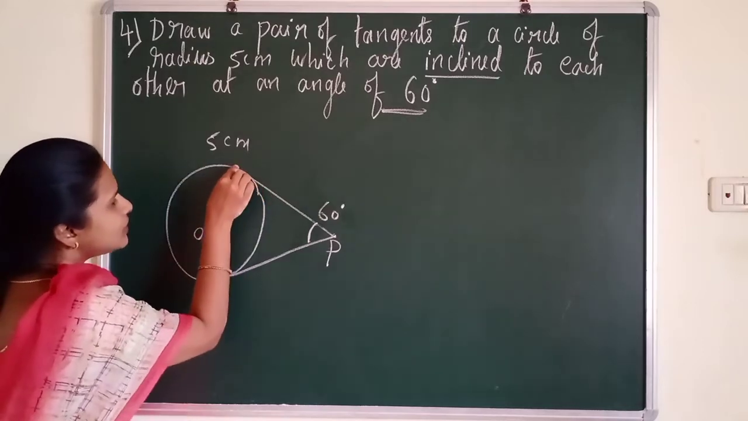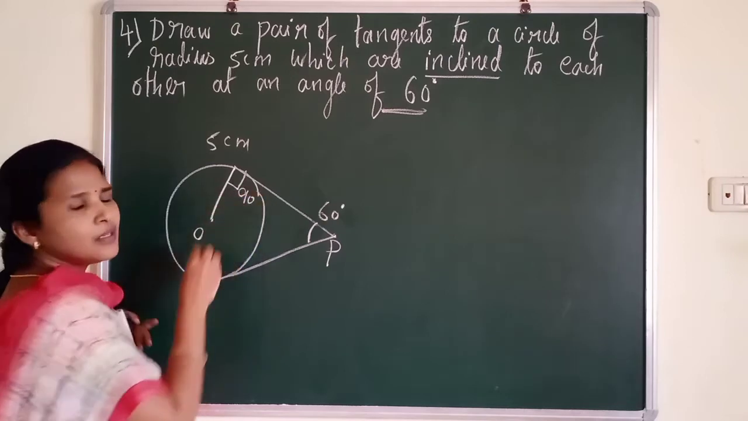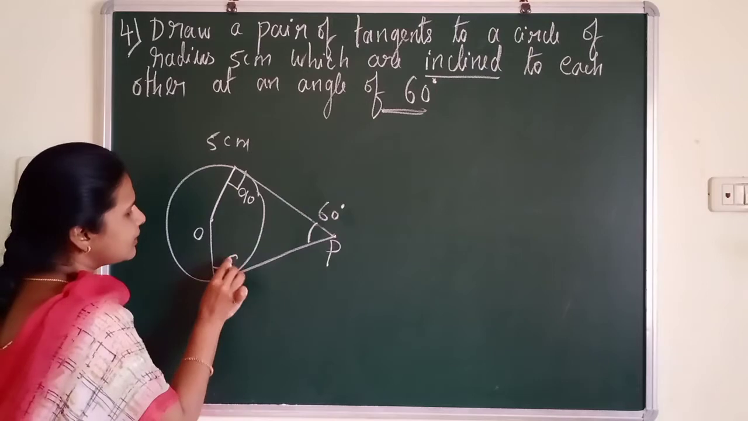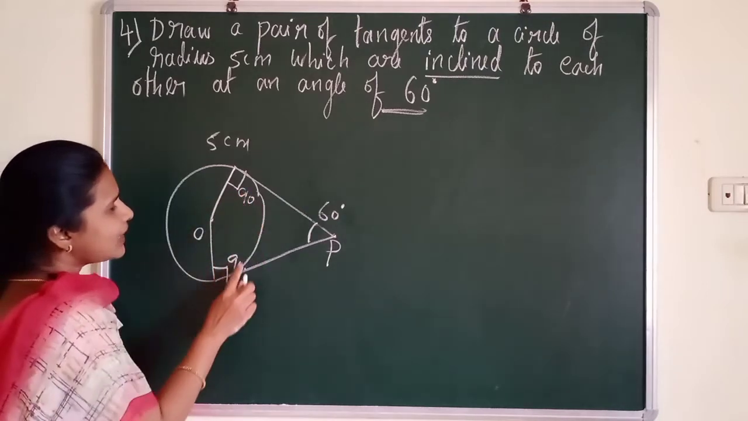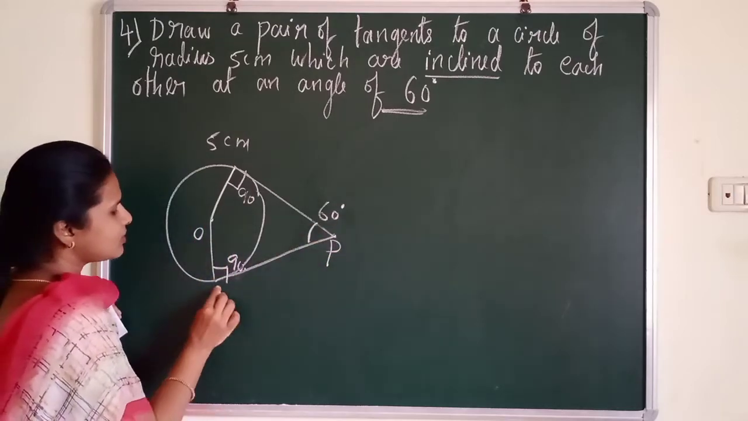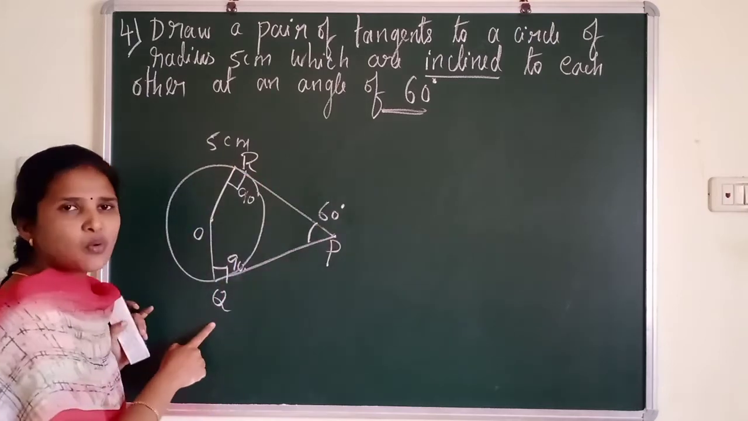From this you need the theorem. You know that this is a radius and this is 90 degrees, from theorem 10.1. And this is also 90 degrees. And if this is 90, 90, you know that this becomes a quadrilateral. If I mark this as Q, R, then O, R, P, Q is a quadrilateral.